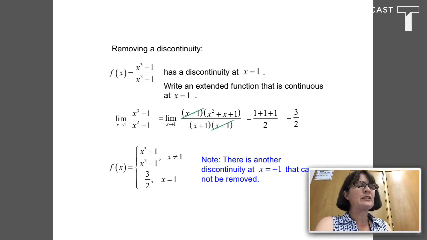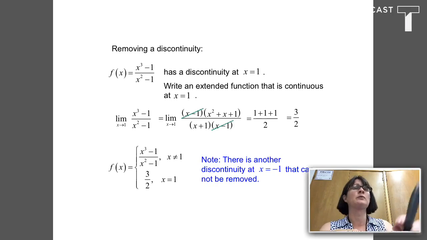So here's a second example at the bottom of page 2 from your notes. I have a function f of x is x cubed minus 1 over x squared minus 1, and it has a discontinuity at x equals 1. That means if I try to draw the function near the place where x equals 1, I won't be able to do it without lifting my pencil. So I've been asked to write a new function, an extended function that is continuous at x equals 1.